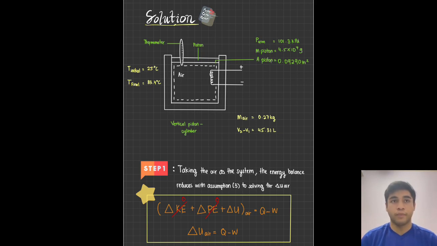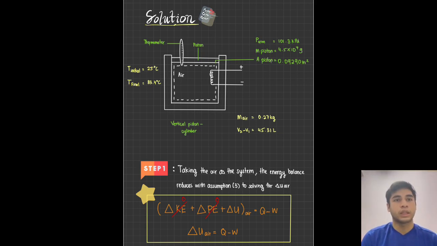0.09290 meters squared. And then you can see the mass of the air is 0.27 kilograms, and the change in volume of the air is 45.31 liters. And we can see the initial temperature. The initial temperature is 25 degrees Celsius, and the final temperature is 83.4 degrees Celsius.